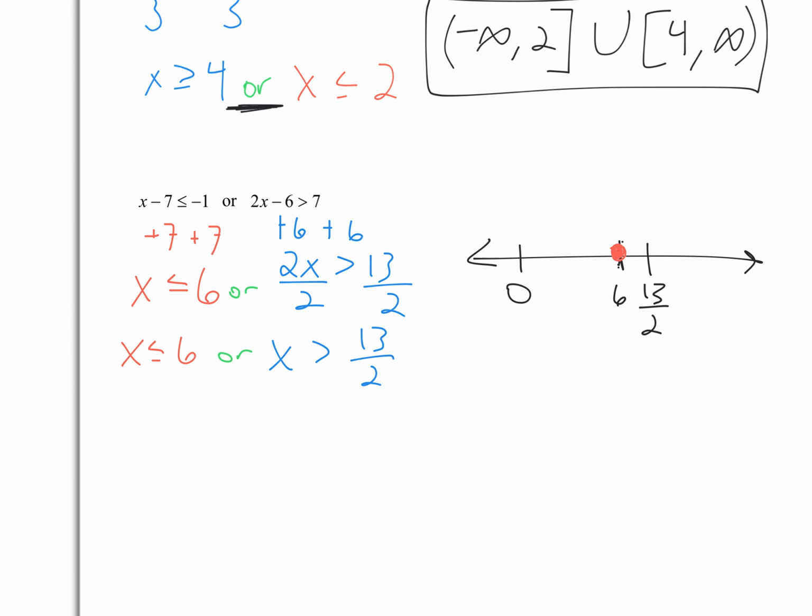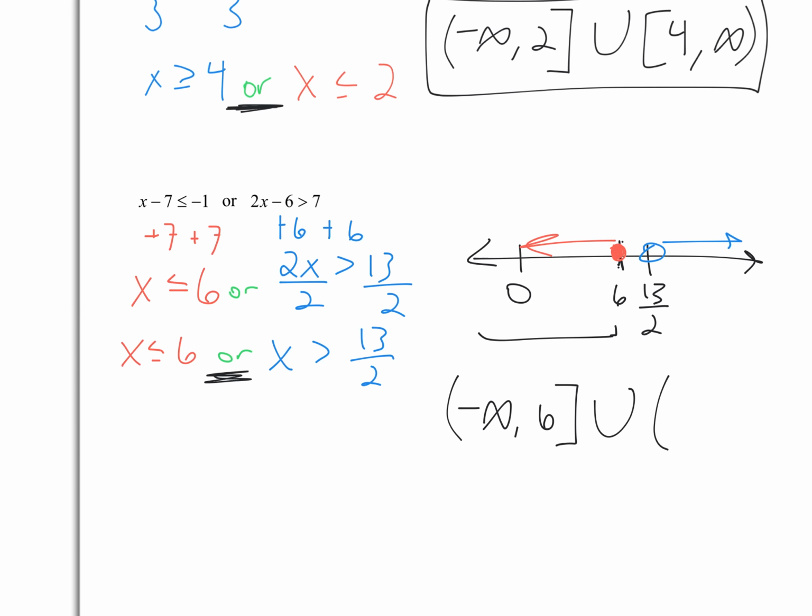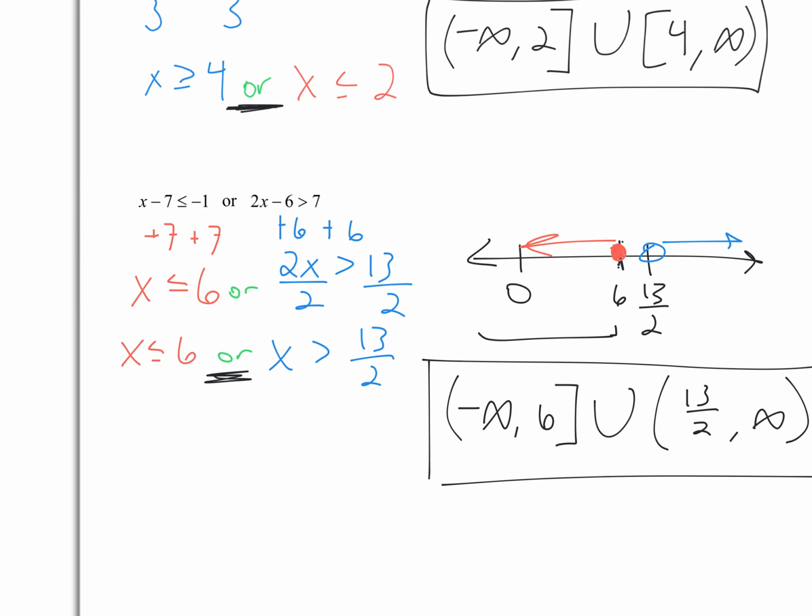We'll start by graphing that one on the number line. Greater than 13 halves. Interval notation. Take it piece by piece. The first piece would be from negative infinity to 6. Never include infinities. We're definitely including the 6. Or, again, tells us that it's a union. 13 halves, don't include it. To infinity, don't include that. Here's our interval notation for the original question.